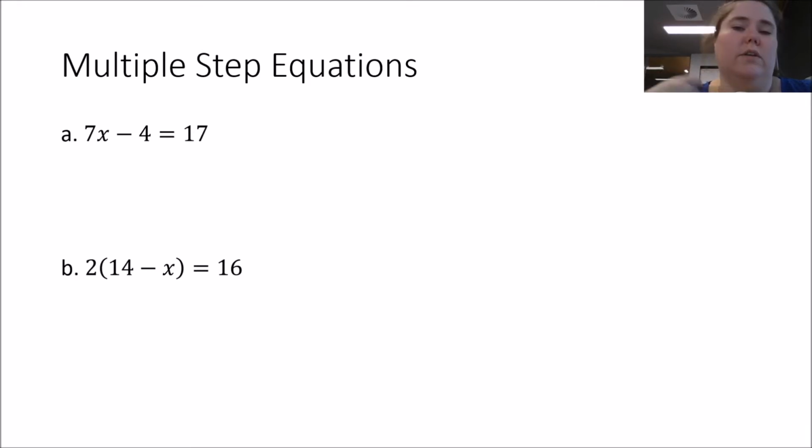So you want to reverse the process of what happened to x. So x was multiplied by 7, and then we took away 4. So we're going to do it in the reverse process to that. So we times 7 and then took 4. So we want to reverse that process. So we are first going to add 4 and then divide by 7. So plus 4 is our first step. Do it to both sides.